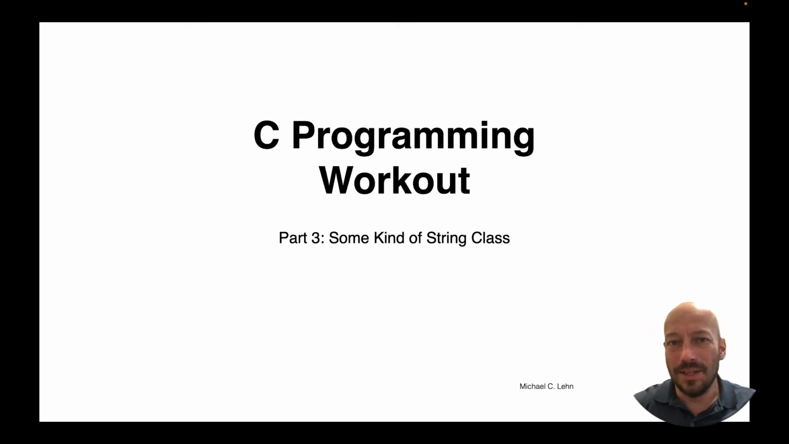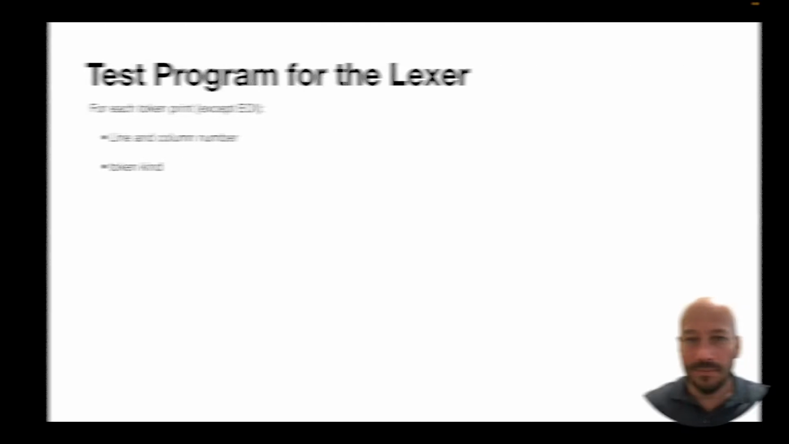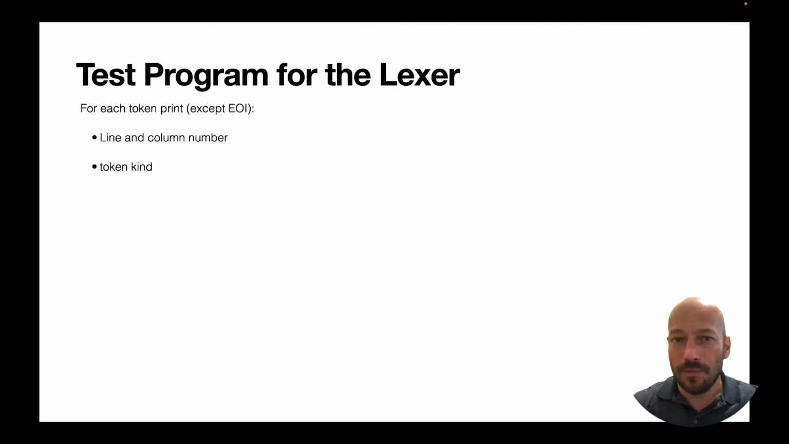Hi guys, in this video I will first show you some cool improvement to our Alexa, and then I will also show you what you have to fix. So far the test program for the Alexa just prints the line numbers and columns where a token was found, and also the token kind, the string representation of this token kind, and this was actually already a cool improvement. Now the big new feature will be that you will also see what characters were grouped into a token.